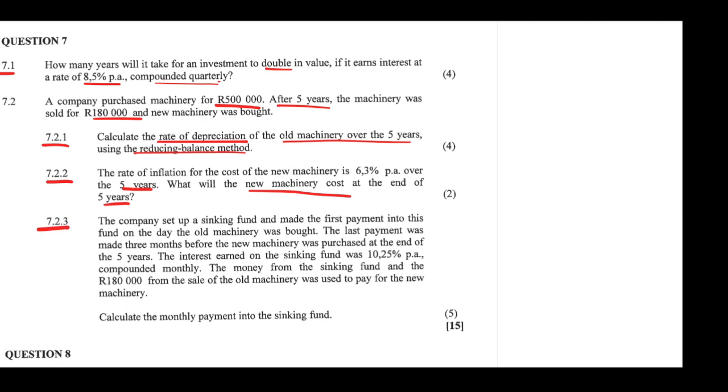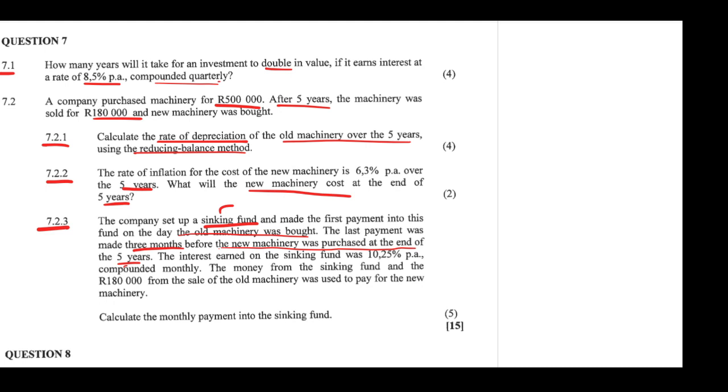7.2.3, we are told that a company set up a sinking fund. What is a sinking fund? A sinking fund is a savings account whereby you are saving money to buy a new machinery, right? And made the first payment into the fund on the day the old machinery was bought, right? The last payment was 3 months before the new machinery was purchased. So the last payment was made before the end of the 5 years. So the statement says that the last payment was made 3 months before the new machinery was purchased at the end of the 5-year period, right?